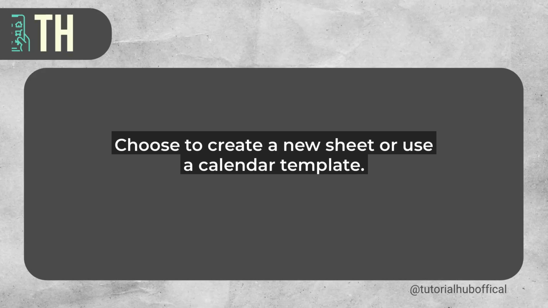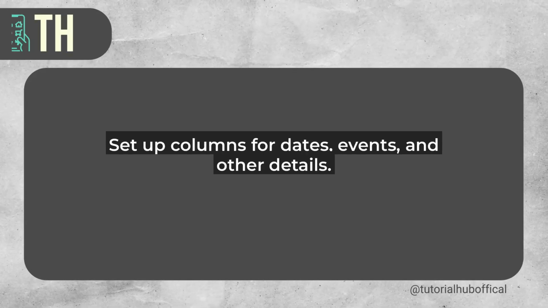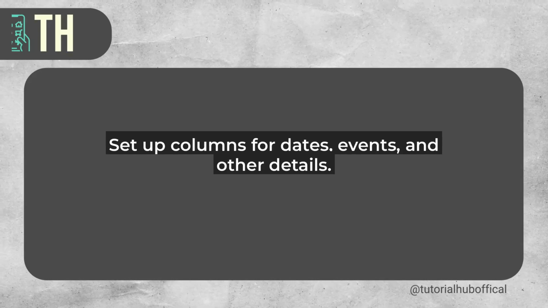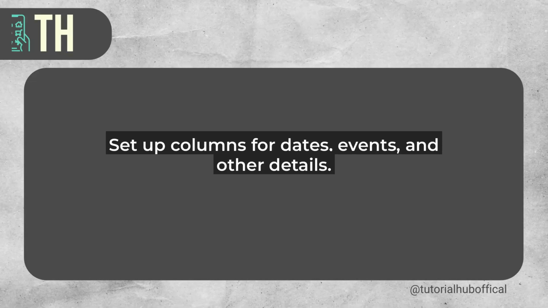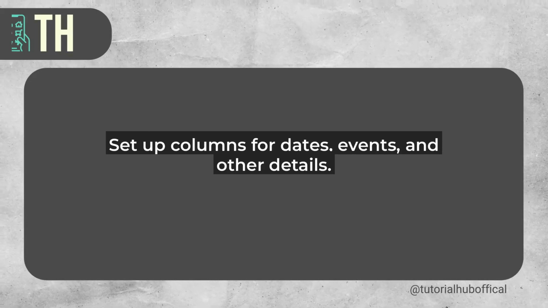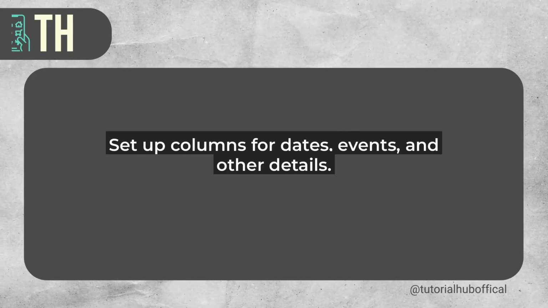Now, let's build your calendar. In your new sheet, set up your columns. For a basic calendar, you'll need at least 3. One for date, another for event description, and maybe one for status to track progress. Smartsheet makes this easy. Simply click on the column header and choose the data type, like date, for automatic formatting.